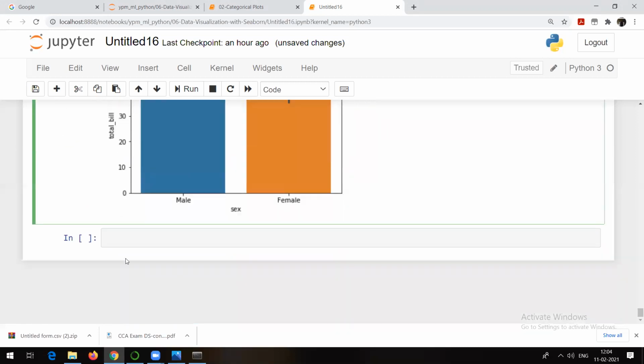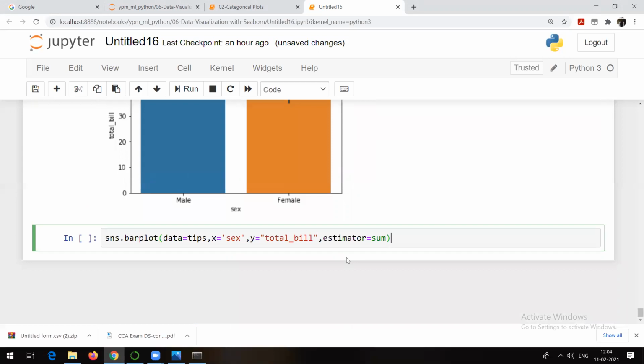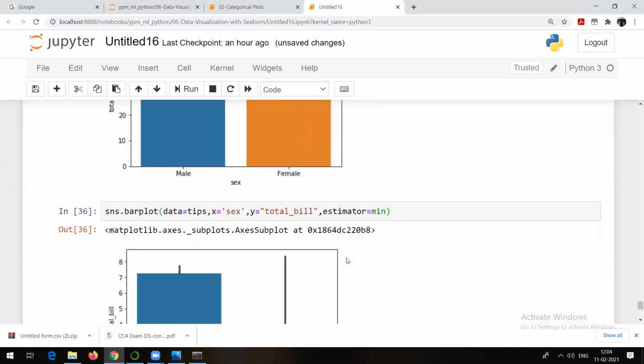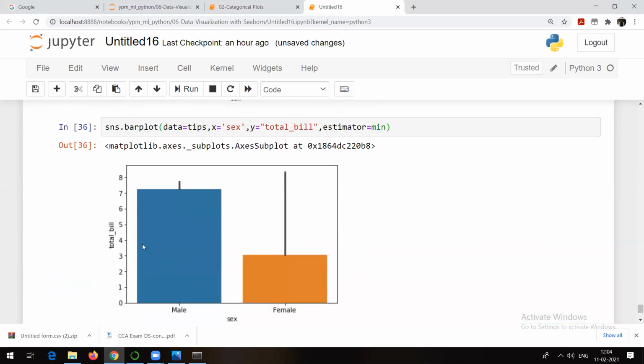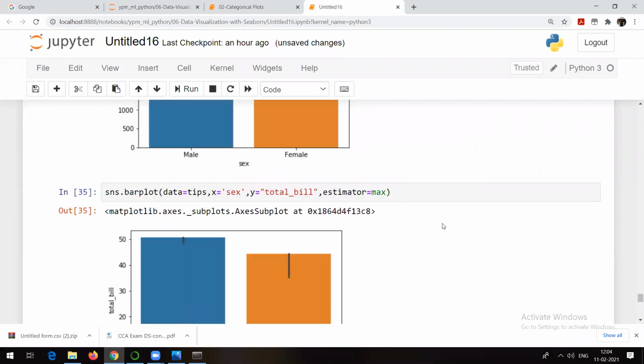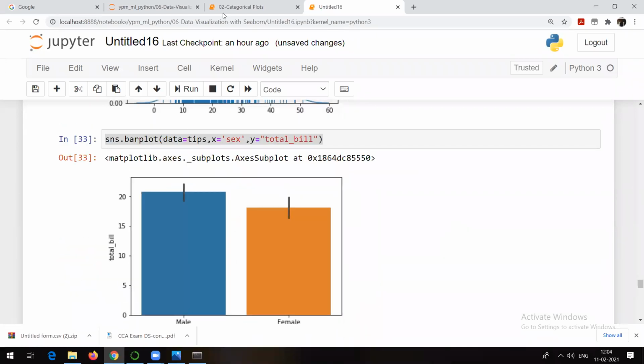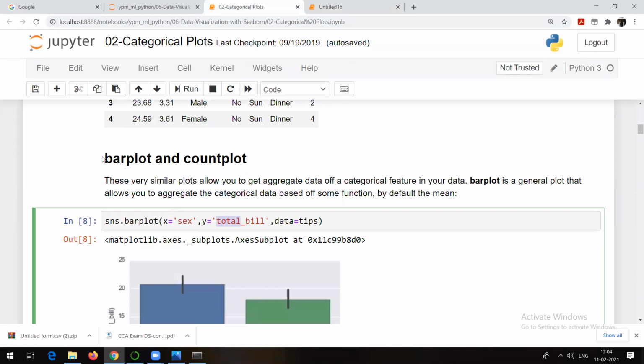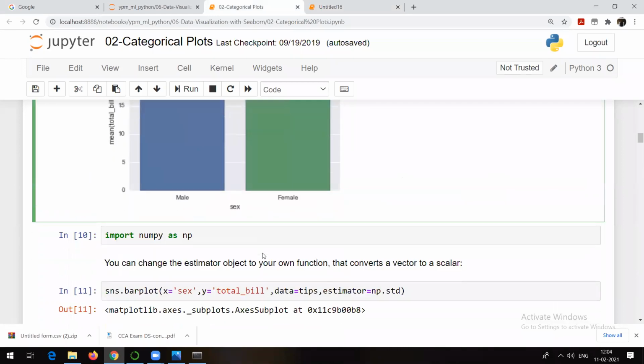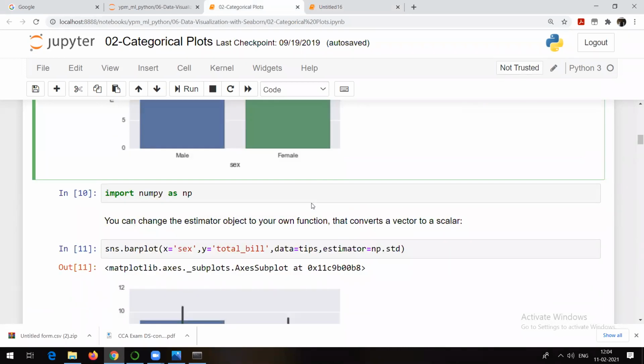And similarly, I can check what is the minimum total bill generated by male and female. So min and then run. You can see that the minimum total bill generated by male was above $7 and female was $3. Right? So whenever there are some aggregate operations you want to do, you can make use of this categorical plot, that is bar plot. Okay, that's what is actually shown here in this case.